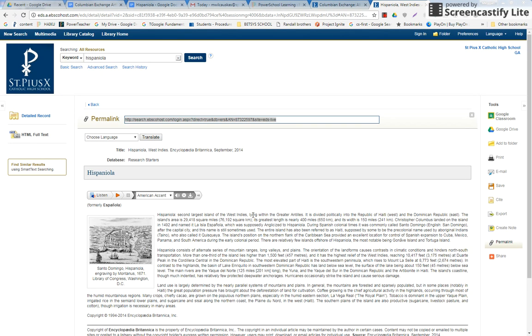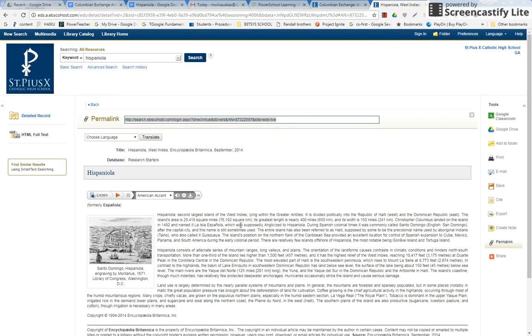So I started out with an article, just as an example, on Hispaniola. And I read this article. And you could paraphrase paragraph by paragraph, but I actually didn't do that in this case. So it depends on your needs. So I read this paragraph.